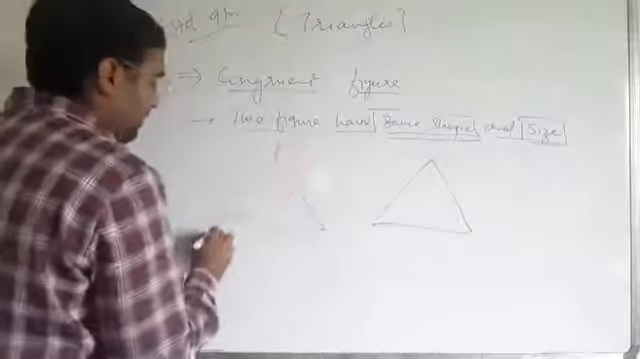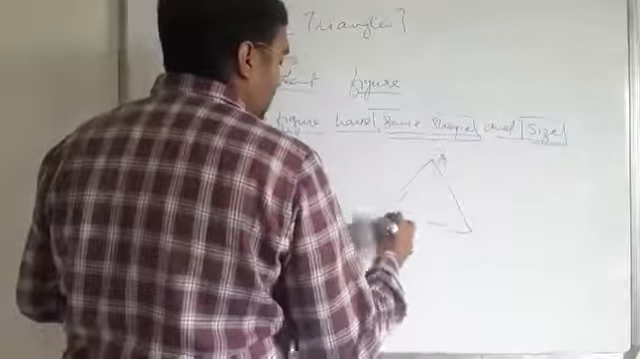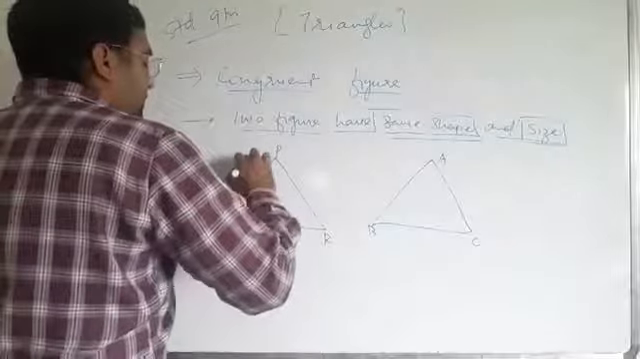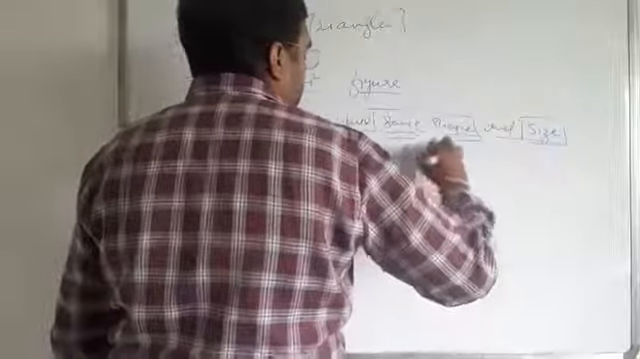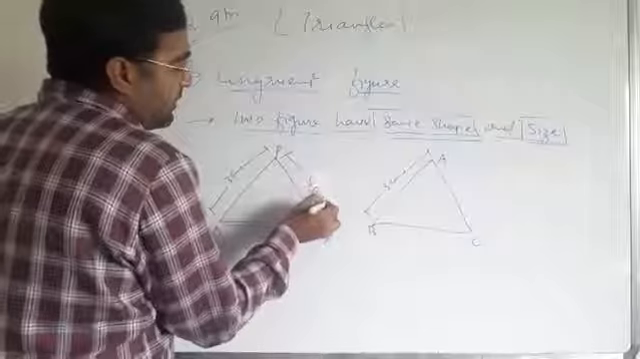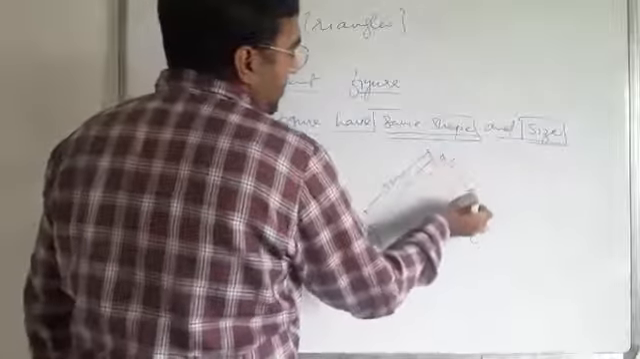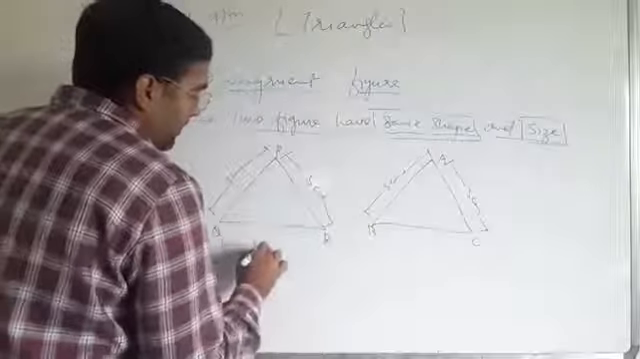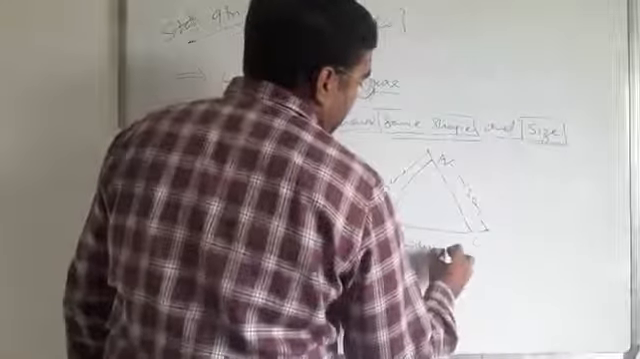Here is my triangle PQR and here is my triangle ABC. My PQ has a length of 3 centimeters. My AB is also 3 centimeters. My PR is 5 centimeters and AC is also 5 centimeters, and my QR is 4 centimeters. So BC I'll also take as 4 centimeters.